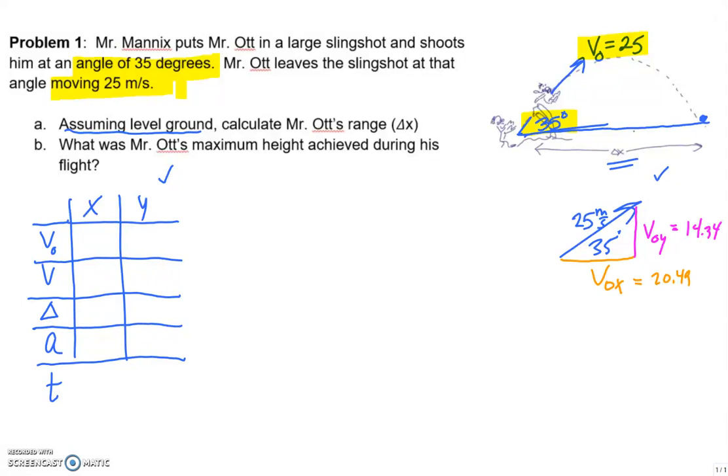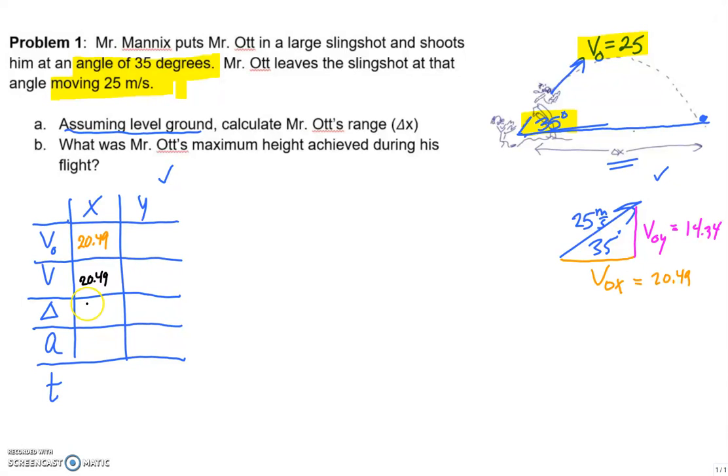Now let's start filling in the table. For horizontal values, initial velocity, we just calculated that, 20.49. The final velocity, that means when he gets back down to the ground. Well, we know that horizontal velocity doesn't change. It's constant because there's no horizontal forces.